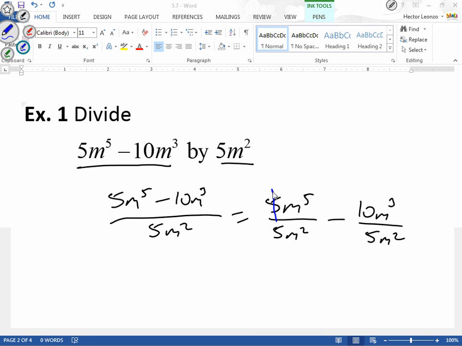Numbers-wise, coefficients-wise, 5 divided by 5 is 1. When it comes to exponents, subtract the exponents, remember? So I'm going to call this 1m to the 3rd. There's my minus in between. Numbers-wise, 10 divided by 5 is 2. Subtract the exponents, so I'm going to get m to the 1. And that's my answer. m cubed minus 2m.